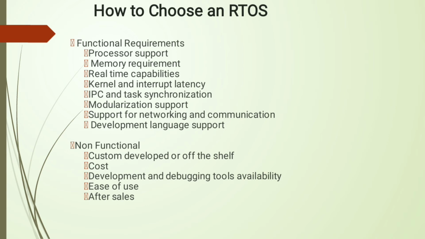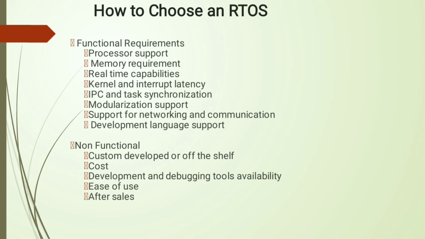And the next one is the modularization support. That is, when a developer develops the project, he may need to consider the different modules. The different modules may need to be compiled or recompiled. So the RTOS should provide the modularization support so that it will be very helpful for the developer. For example, Windows CE is an example of a highly modular operating system.